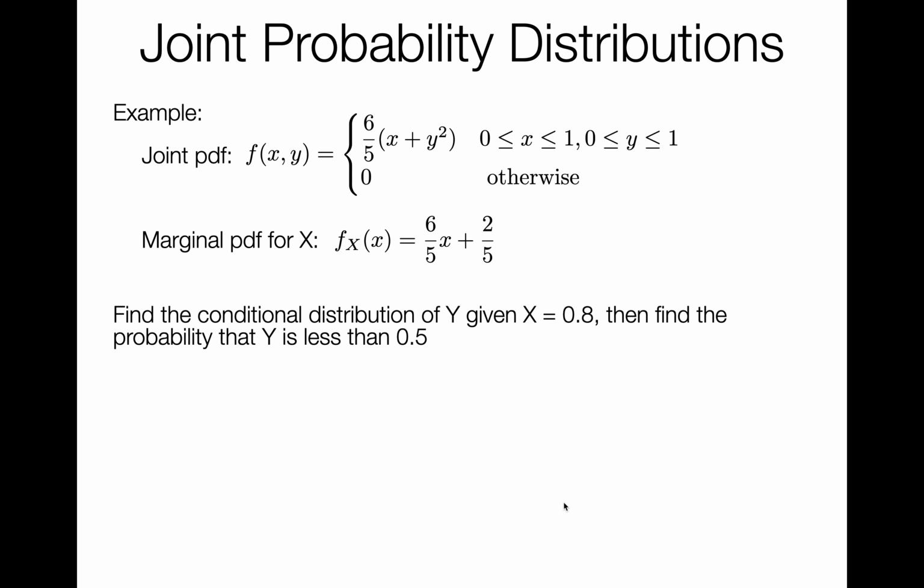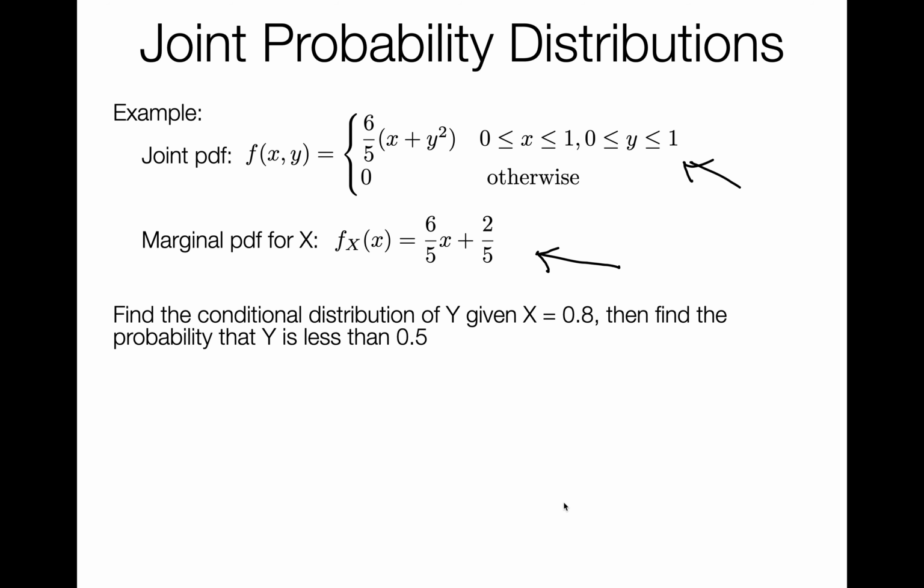And we're going to do it with continuous variables, just because it's probably easiest this way, and it involves a little bit of calculus. Okay, so if we have a joint PDF, which is the one that we've been working with, up here, 6/5 times (x plus y squared). Okay, we have the joint PDF, and then we also found in our previous slides the marginal PDF, 6/5 x plus 2/5. Okay, now that we have those two things, we can find the conditional distribution of y given x.